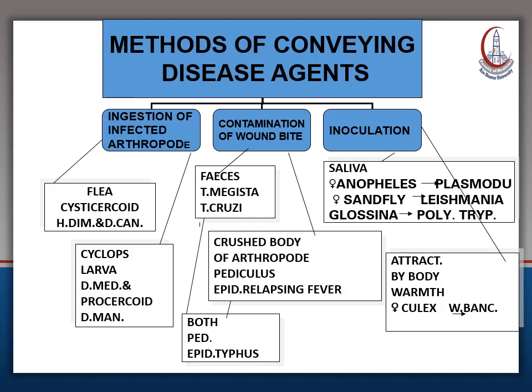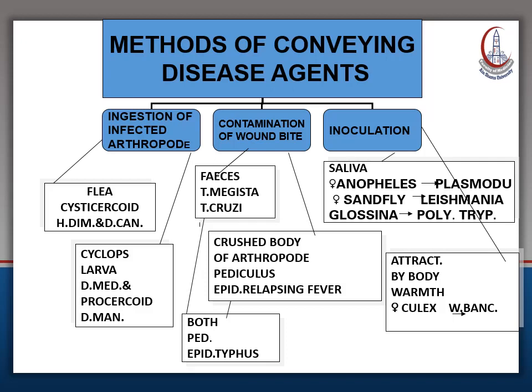Sometimes the arthropod bites causing a wound, and then the wound of this bite may be contaminated by the parasite which is found in the feces of the arthropods, or because the bite itches and we scratch, we may crush the body of the arthropod, releasing the disease agent from inside the body of the arthropod, and again they contaminate the wound bite.